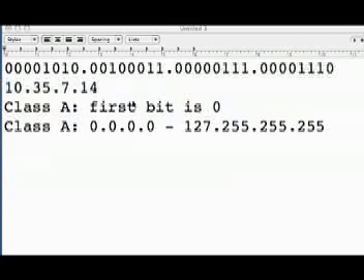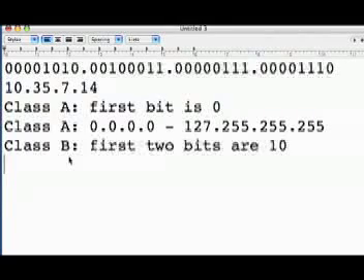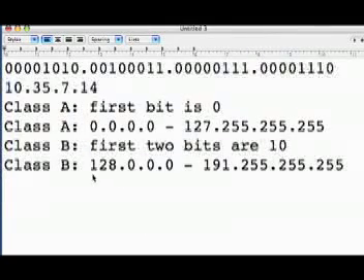A class B IP address is where the first two bits are 1, 0. So let's go with the rules. Class B, the first two bits are 1, 0. So a class B includes every IP address from 128.0.0.0 to 191.255.255.255.